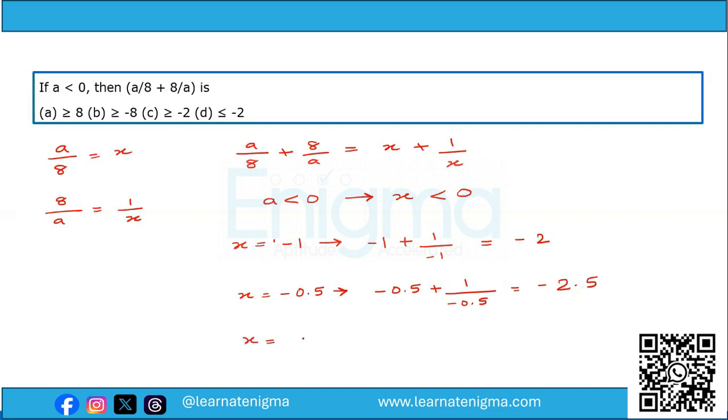If we take another value of x, let's say x equal to minus 2, we will get minus 2 plus 1 upon minus 2. So again here also we'll get the answer as minus 2.5. So by looking at the options, you can see that minus 2.5 is less than minus 2. Here also it's the same thing, so it will be less than minus 2. Therefore, we can say x plus 1 upon x will be less than or equal to minus 2. Therefore, we can say that the answer is option D.